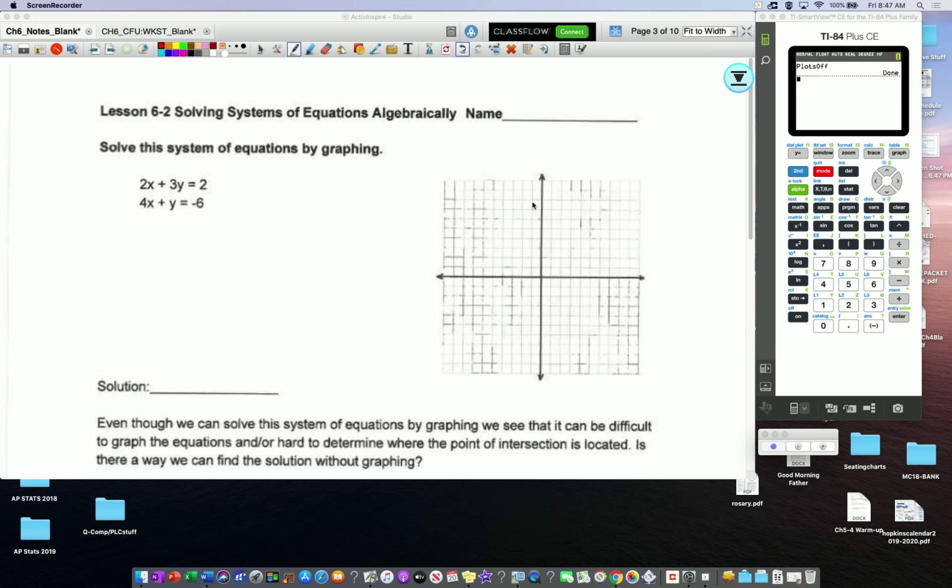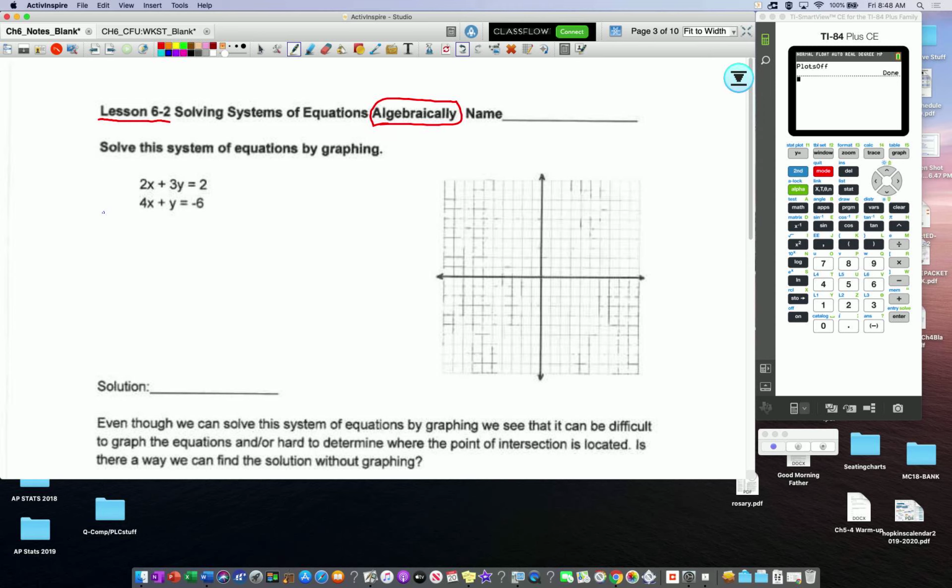Today's lesson 6.2, we are going to talk about solving systems of equations algebraically. We're going to take a look at some different ways we can solve it without actually having to graph it. Now you might be saying, why do I want Mr. Bartz to know how to do a system other than graphing? I mean, I got graphing down really well. The reason why is sometimes the answers don't always intersect nicely or they're difficult to graph.